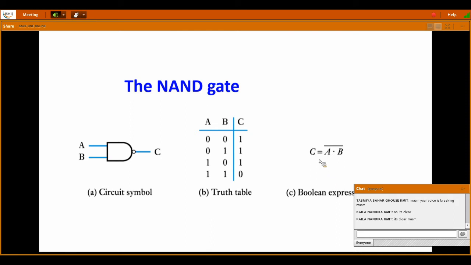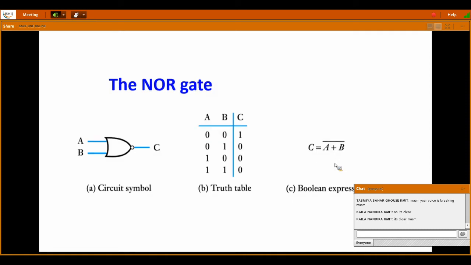And the expression is also: C is equal to A dot B is the Boolean expression for AND gate. But if you complement that, because it is followed by a NOT gate, A dot B whole bar is the expression for NAND gate. So remember that NAND is nothing but AND followed by a NOT. If you remember any one gate, the other gate can be easily derived, as simple as this.